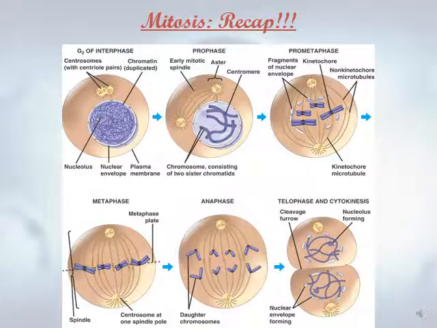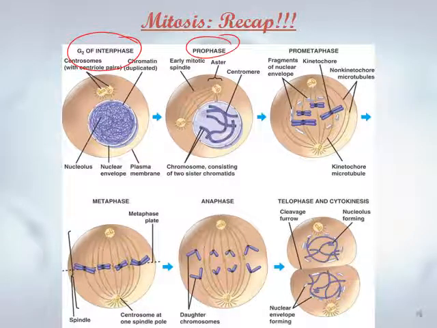Okay? Let's move now to this figure. This figure shows the different phases of mitosis. Here, G2 of interphase, and then this is prophase, with centrosomes. We have spindle fibers that start to form. We have chromatin condensing, so each chromosome is made up of two chromatids. This is prometaphase, or early metaphase, where the chromosomes start to move to the center of the cell, forming what's known as the equatorial plate.